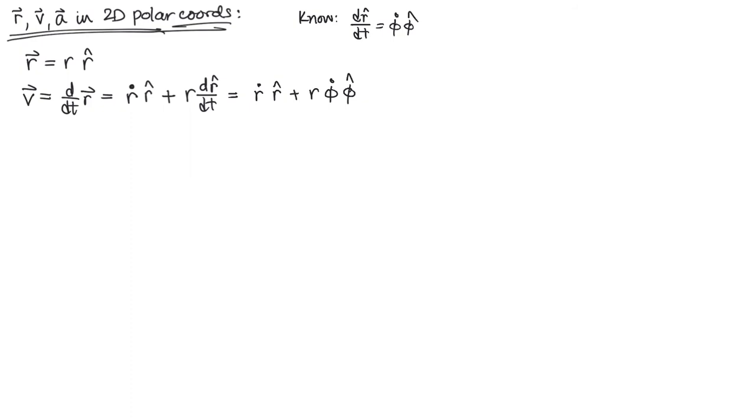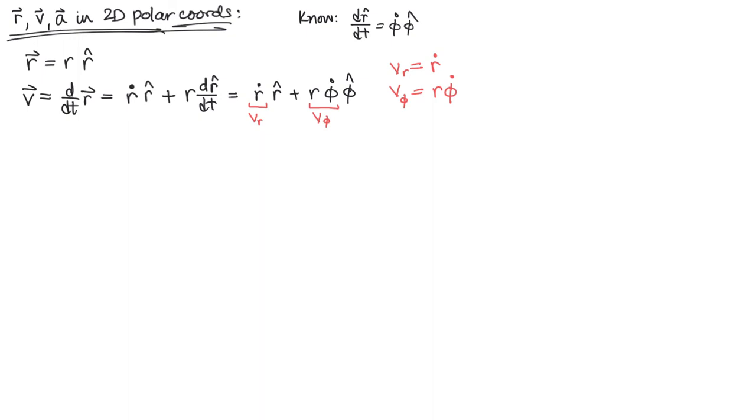Okay. And as we've said before, we can think of these two terms as the radial component of the velocity and the tangential component of the velocity. So the radial component of the velocity is r dot. The tangential component of the velocity is r times the angular speed, phi dot.